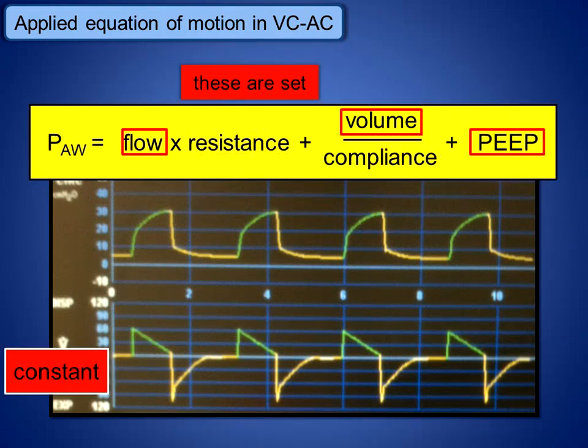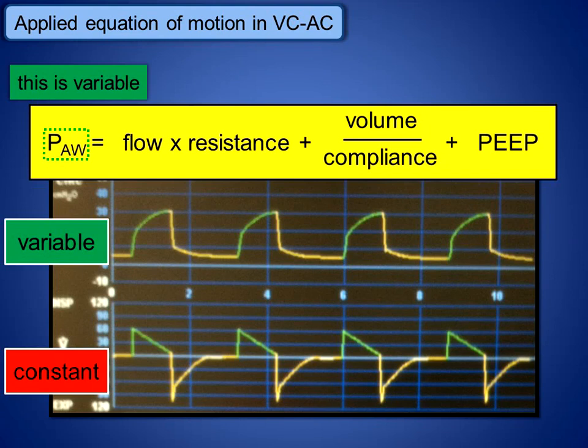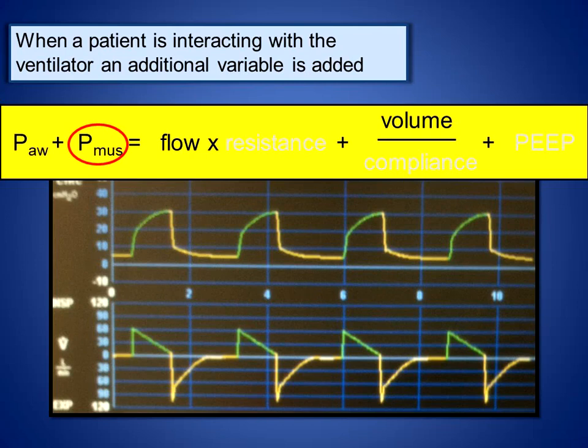The flow in VC-AC and the volume in VC-AC are set, as well as the PEEP, so those do not change and are constant, and therefore the variable in this particular mode is airway pressure. If I consider what happens when a patient is involved, I have to drop them into this equation somewhere, essentially. And the patient is going to be represented here as PMUS. So I'm going to put this on the left side of the equation, essentially, with the pressure. So airway pressure plus PMUS equals flow times resistance plus volume over compliance plus PEEP.